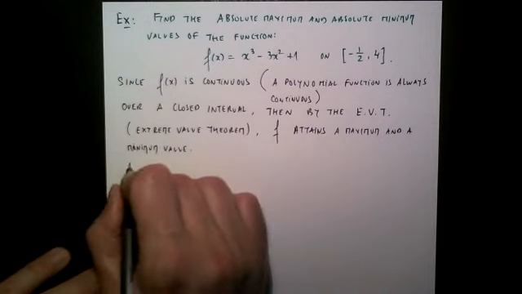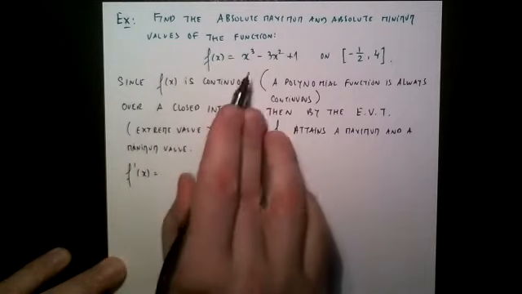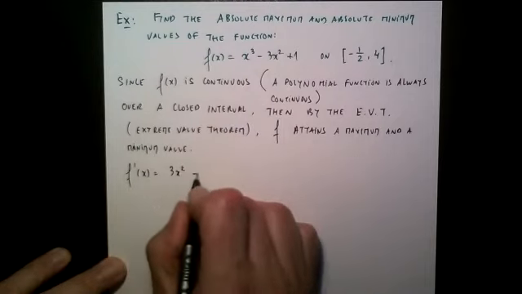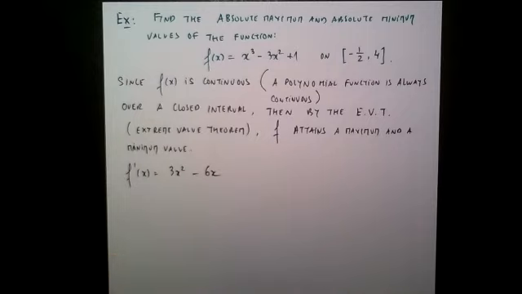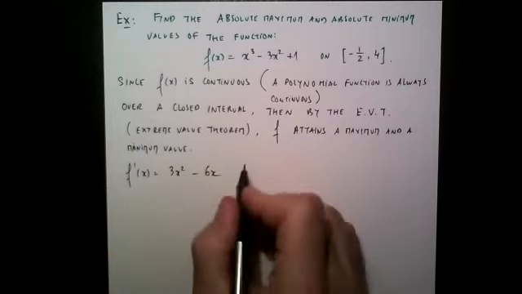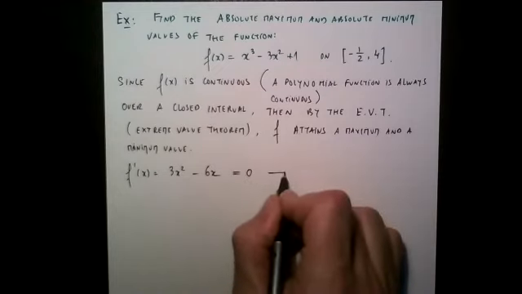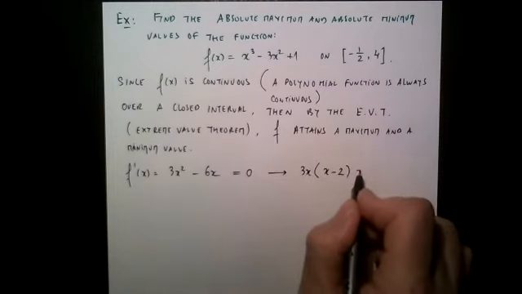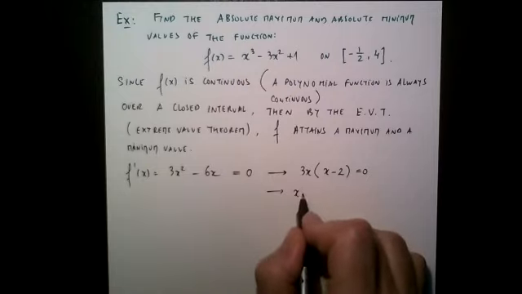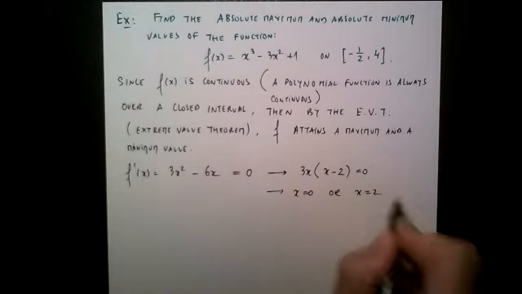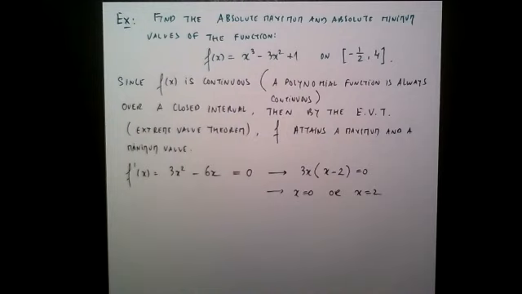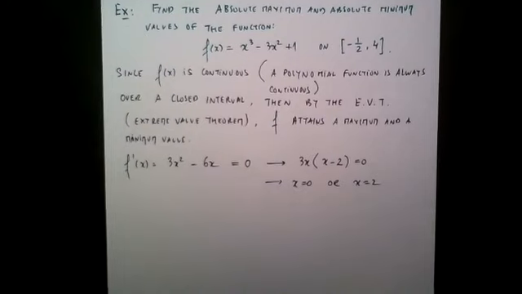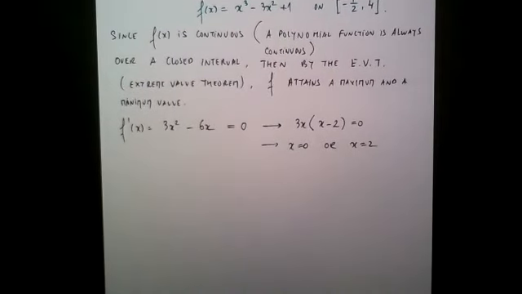So let's find the derivative: 3x^2 minus 6x. When is that equal to 0? I pull out a 3x: 3x times x minus 2 equals 0. So x equals 0 or x equals 2. These are the two places where I could find a maximum or a minimum, local for sure, and maybe absolute, I don't know.